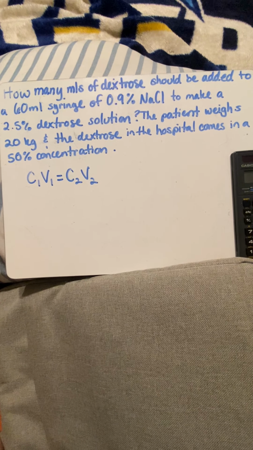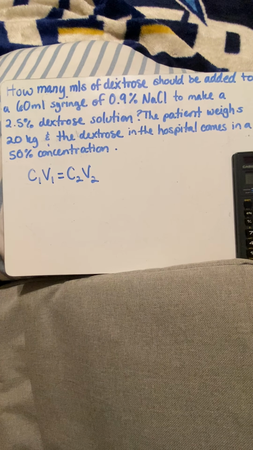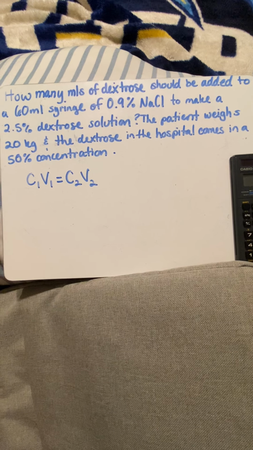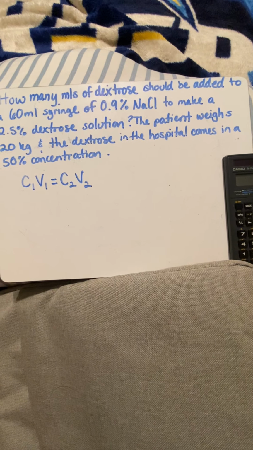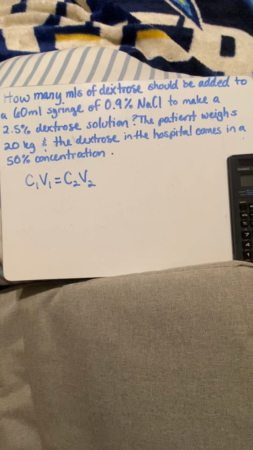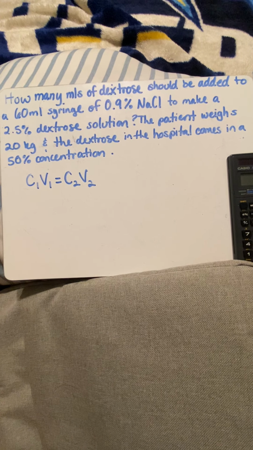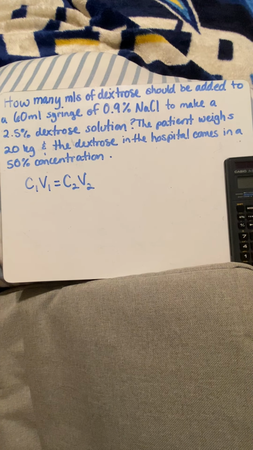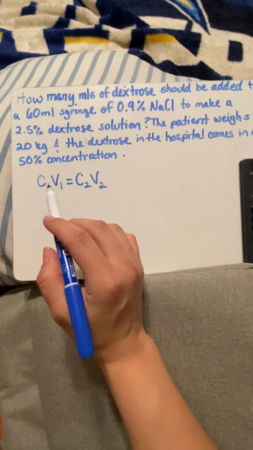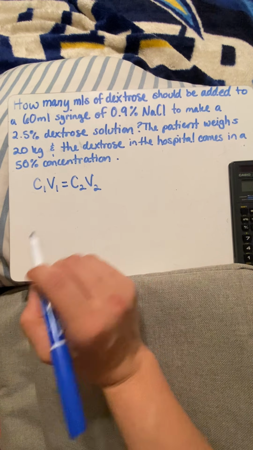So I have a dextrose solution to present. The question is, how many mLs of dextrose should I be adding to a 60 ml syringe of 0.9% sodium chloride to make a 2.5% dextrose solution? The patient weighs 20 kgs and the dextrose in the hospital comes in a 50% concentration. The formula I will use is C1V1 equals C2V2.